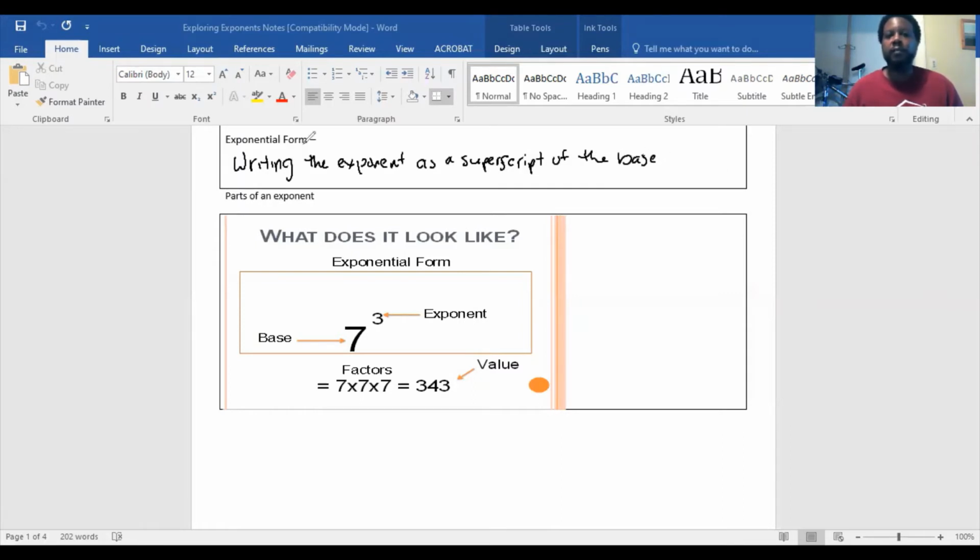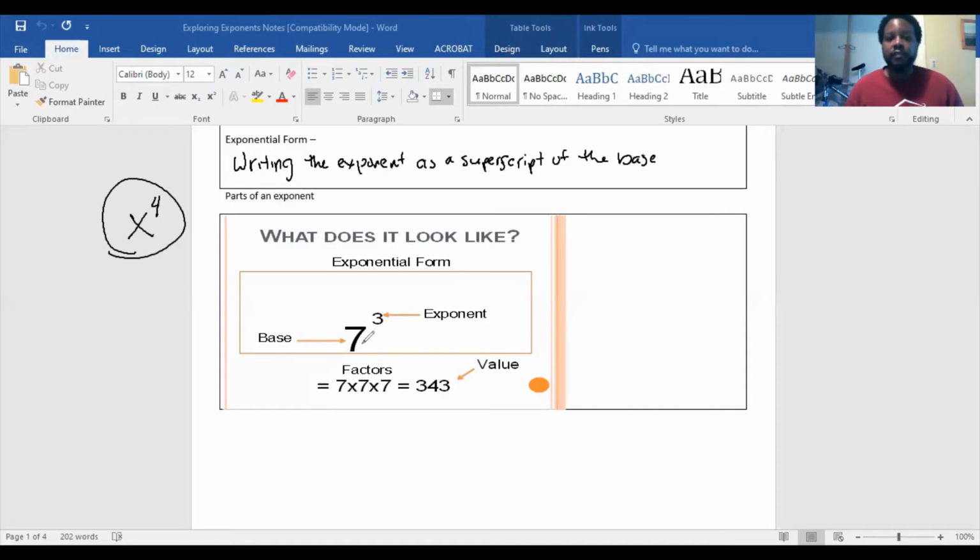Okay, so my previous examples all included numbers. So in this example, I'm just going to use a variable. So if I have x as my base and then the number 4 as my exponent, this would be an example of exponential form, where I have my base and then my exponent as a superscript above it. Okay, that is exponential form. So when we're looking at the parts of exponential form, there are only two parts. There's a base and there is an exponent, right?